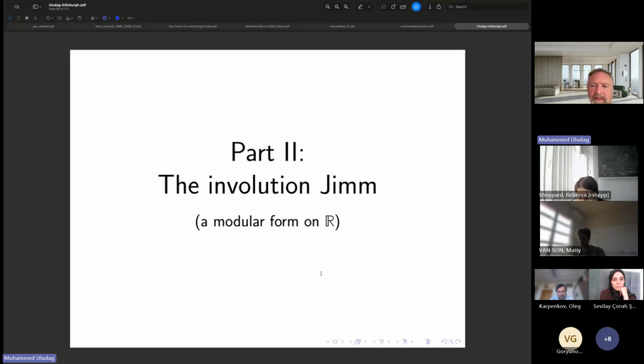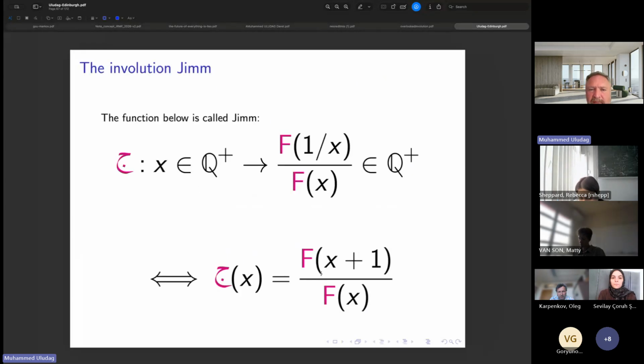Now let's talk about the function Gym. The function Gym is defined to be the ratio of f(1/x) divided by f(x). So this is a function defined on the set of positive rational numbers. And equivalently, since our first functional equation says that f(1/x) equals f(x) plus 1, the Gym function can be defined this way as well.